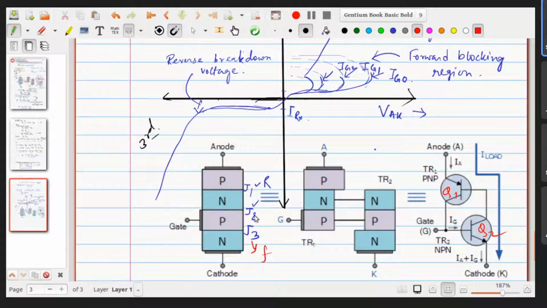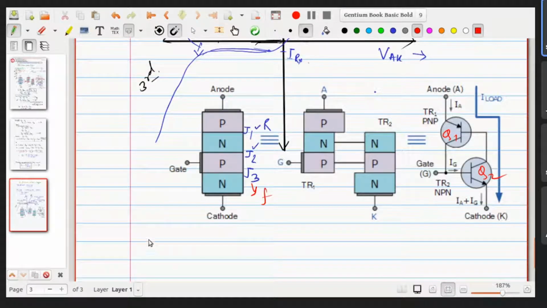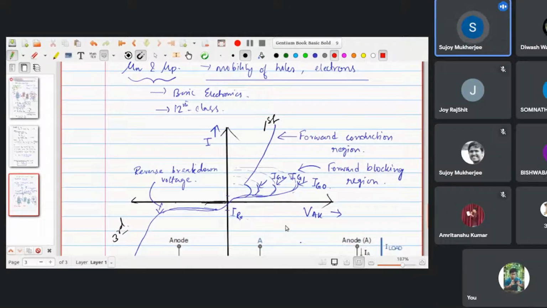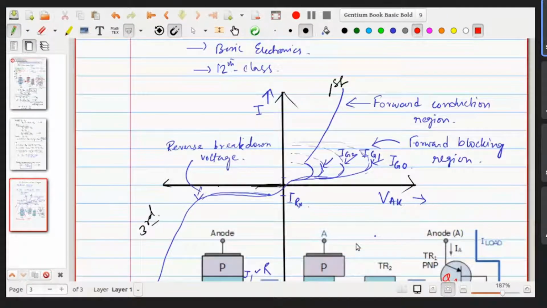And what is the value of this reverse leakage current? These are important for industrial applications, as we observe. The reverse leakage current has a typical range of something like 100 microamperes, and this is referred to as the reverse blocking current. Okay, so you observe the reverse blocking current from the figure.